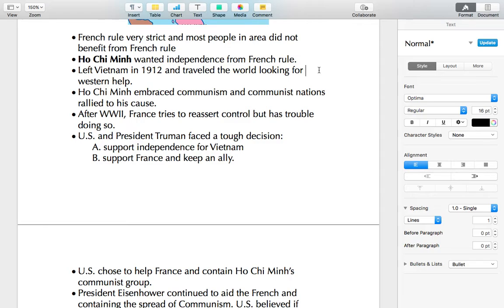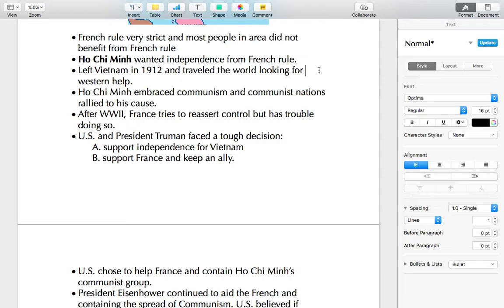And so in 1912, Ho Chi Minh will actually leave Vietnam and basically go all around the world looking for help. He goes to America, he goes to England, but basically no one will help him. The only ones that will help him are basically communist-connected nations. As a result, Ho Chi Minh will become a communist, and he will get help eventually later on from communist nations.